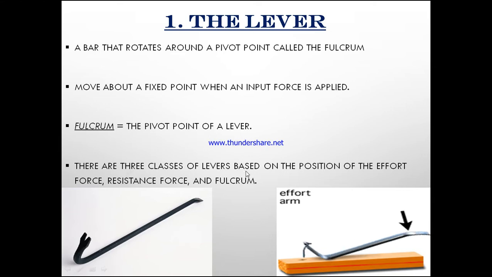There are three classes of levers, based on the position of the effort force, the resistance force, and the fulcrum. So, like this is a crowbar. You will find here the effort, I hold the crowbar by my hand here. So the effort is here, and here is a fixed point that the lever rotates around. So this is the fulcrum, and here you will find the resistance. So the position now: the fulcrum is between the resistance and the effort. So this is a first class lever.